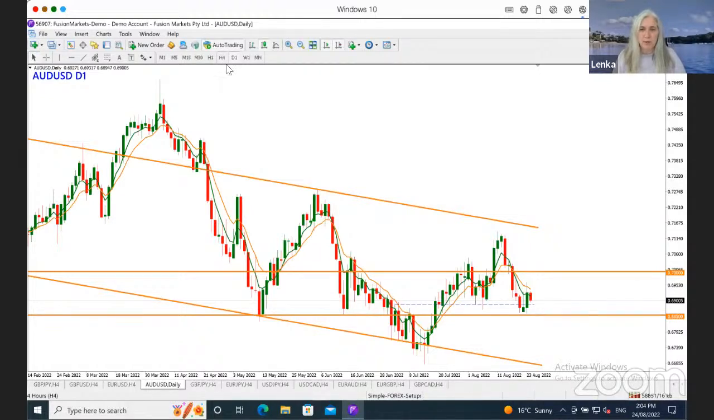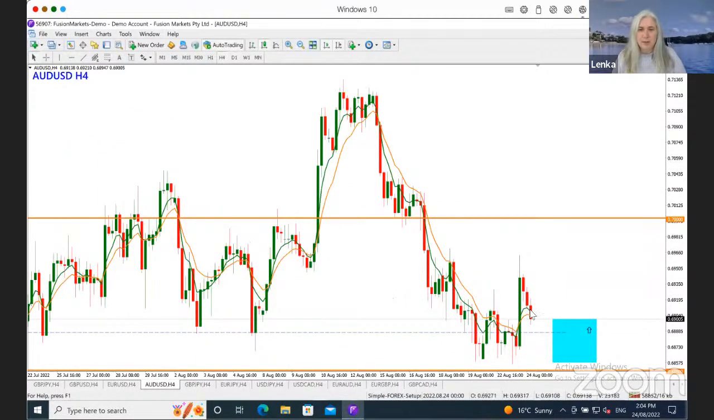So on the 4-hourly, what I need here is a higher low. If I have a higher low here, and then after the US news, then I'm looking to go long.